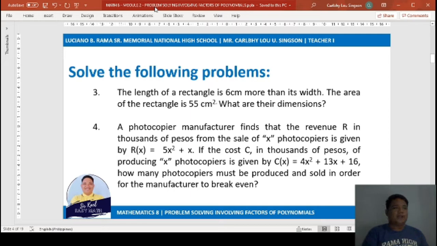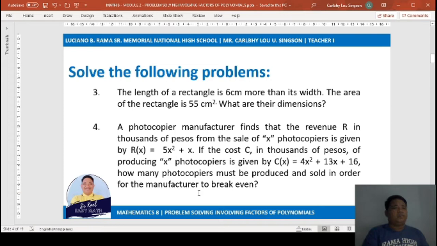What are their dimensions? And the fourth problem is: a photocopier manufacturer finds that the revenue R in thousands of pesos from the sale of x photocopiers is given by R(x) = 5x² + x. If the cost C in thousands of pesos of producing x photocopiers is given by C(x) = 4x² + 13x + 16, how many photocopiers must be produced and sold in order for the manufacturer to break even? Those are the word problems that we're going to solve for today, applying the different techniques of factors of polynomials.